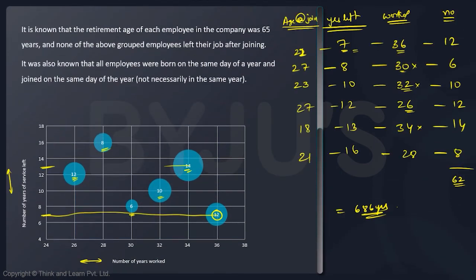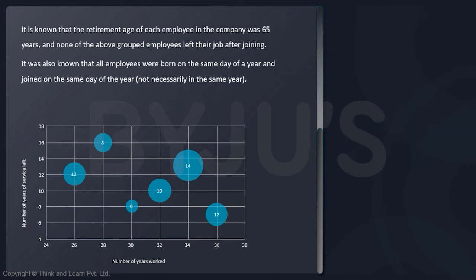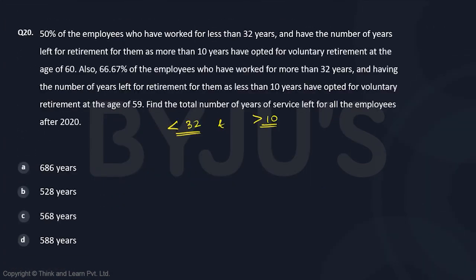So less than 32 is these 30, but I will not count them because I need more than 10 years left. Less than 32, so this 32 will not be counted. This 26 will be counted. Why? Because this is less than 32 and this is more than 10. Others will not be counted. This is more than 34, so it will not be counted. What about this? 28. Less than 32 is 28. More than 10. This is also going to be counted. So we have 12 plus 8. Total is 20 people. Out of these 20 people, what is happening to them?